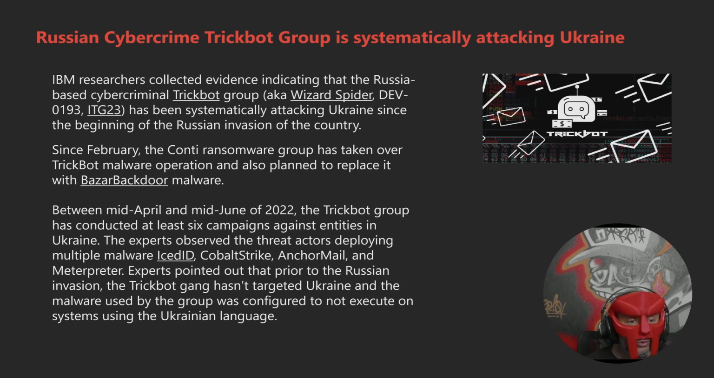Between mid-April and mid-June of 2022, the Trickbot Group has conducted at least 6 campaigns against entities in Ukraine. The experts observed the threat actors deploying multiple malware: IcedID, Cobalt Strike, AnchorMail, and Meterpreter. Experts pointed out that prior to the Russian invasion, the Trickbot gang hadn't targeted Ukraine, and the malware used by the group was configured to not execute on systems using the Ukrainian language.